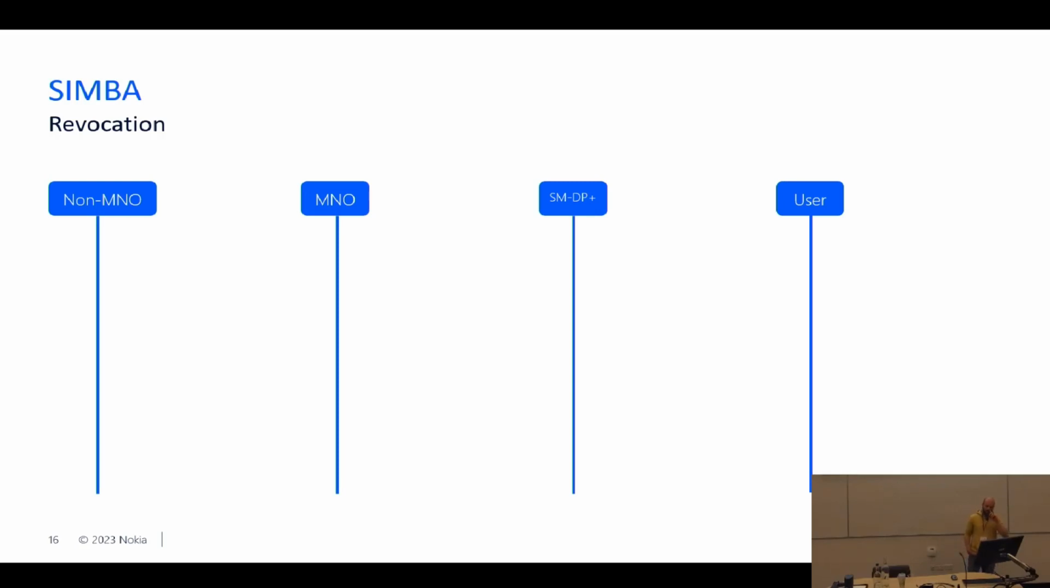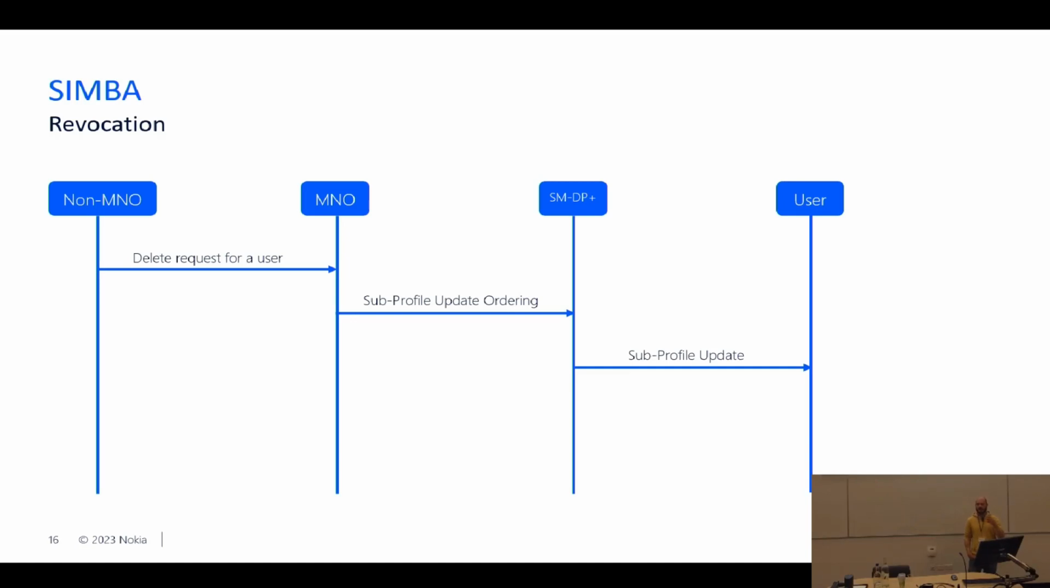Finally, for revocation, here we only consider the case where a user wants to end their subscription with the non-MNO entity, and this is initiated by the non-MNO sending a delete request for a specific user to the MNO, and then the MNO initiates again a run of the RSP protocol for updating its own main profile by deleting all the data associated with the non-MNO inside the profile.